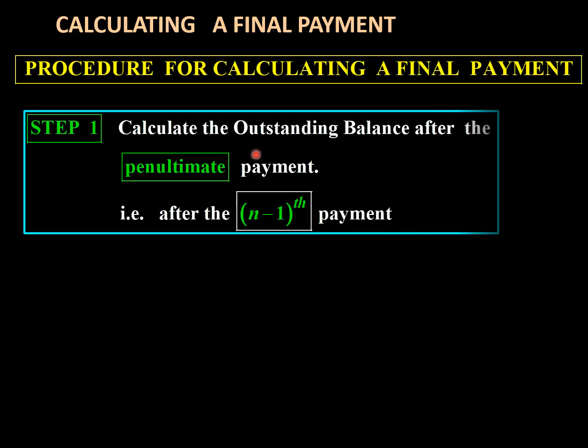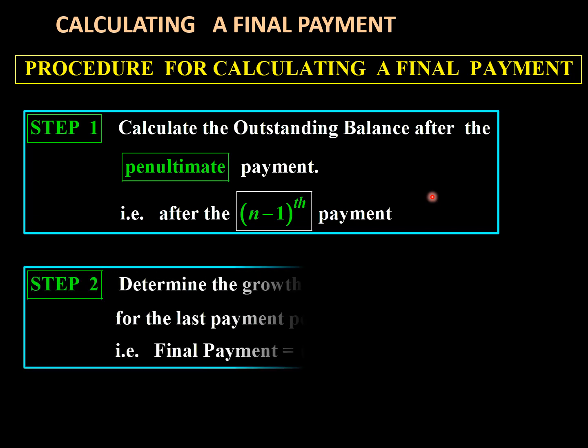First of all, we have to find the outstanding balance after the penultimate payment. Now, what do we mean by penultimate? That's the payment just before the last. In other words, if he has to make 50 payments, the penultimate payment will be payment number 49. If he has to make 30 payments, the penultimate one would be 29. So it's the payment just before the last, or the second last payment. Because if we know that balance, then there's only one more payment to be made, and that is the final payment.